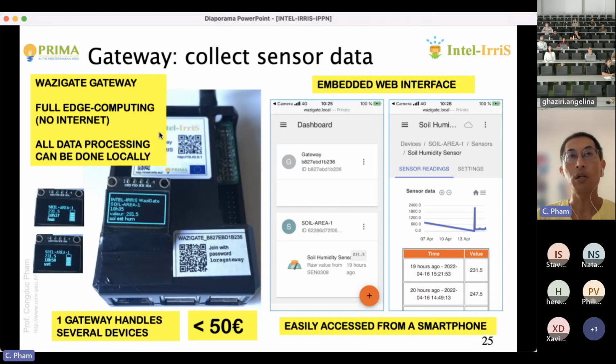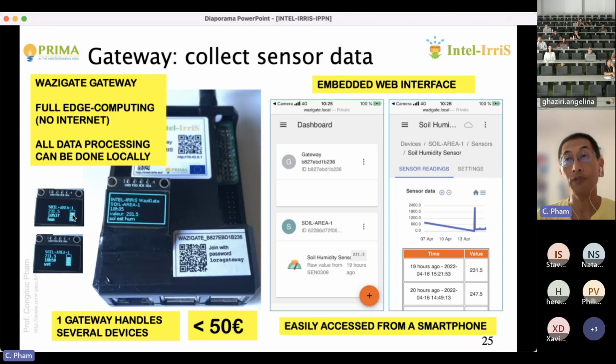So we work a lot on the interface of the low-cost gateway. So this is a Raspberry Pi. We have a small OLED connected, and all the important feedback can be visualized very quickly on the Raspberry, without the need to connect to the Raspberry using a smartphone.